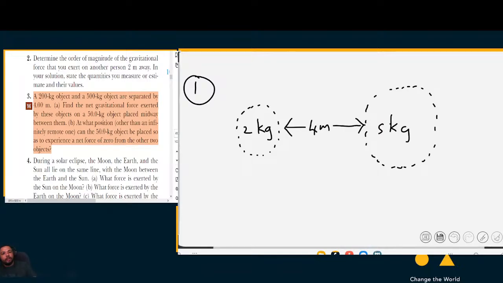First question. Find the net gravitational force exerted by these objects on a 50 kilogram object placed midway between them. They are separated by 4 meters, so the distance between their centers is 4 meters. I'm not going to be able to draw this one to scale. By the way, it's not 2 kilograms or 5 kilograms, it's 200 and 500 kilograms.